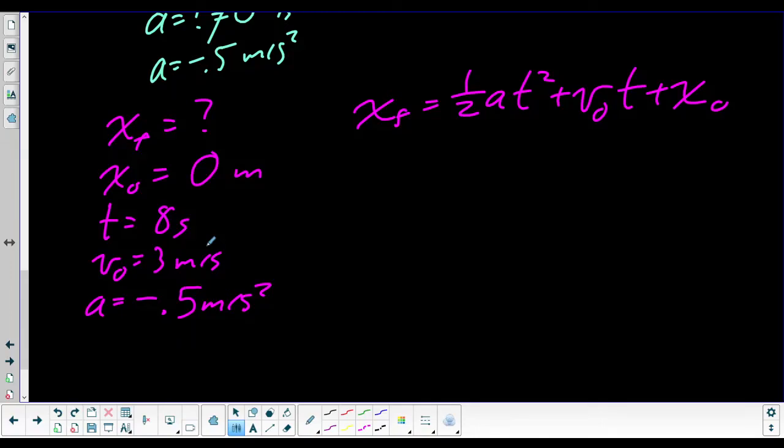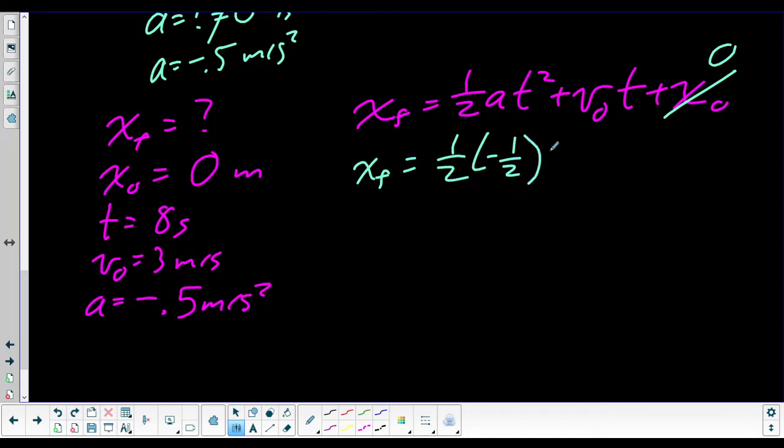Now this is a math problem, and we're just going to plug these numbers in. Let's do some quick simplifications. Initial displacement is 0, so we'll just drop that. So x final equals 1/2 times acceleration, negative 1/2, or 0.5, either way, times time, which is 8, so 8 squared. Number one mistake students make using this equation is they forget the squared there. It happens all the time. You're going to do it, but I told you about it, so maybe you won't do it as often.